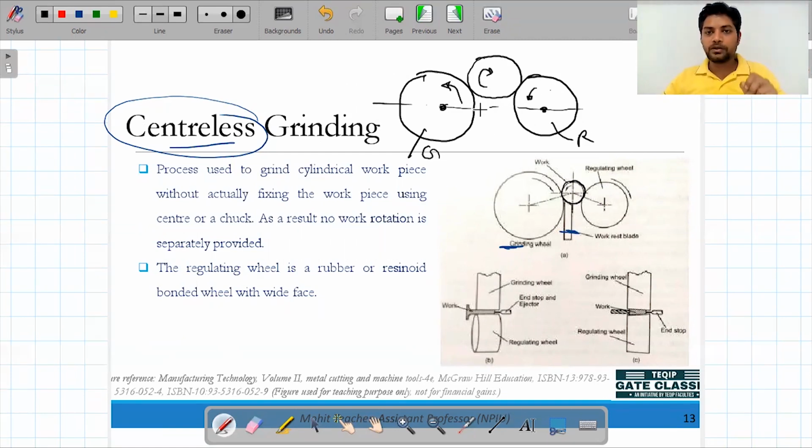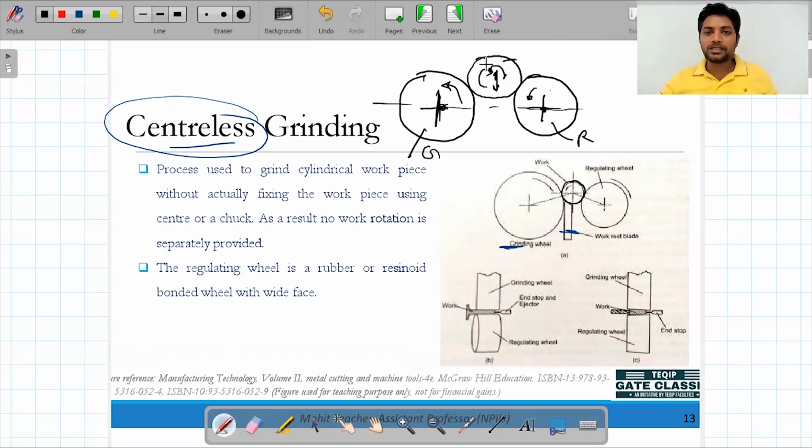It will rotate as well as vibrate over there in between, as these two are fixed, the regulating wheel and the grinding wheel. We have just kept the workpiece freely over there. This is how the grinding takes place. It consumes a lot of time, basically.